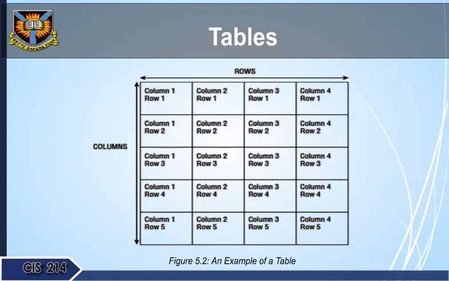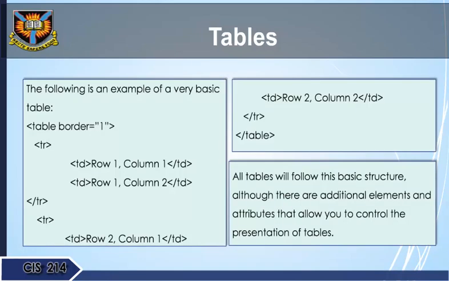Figure 5.2, an example of a table. The following is an example of a very basic table. <table border="1"><tr><td>row 1 column 1</td><td>row 1 column 2</td></tr><tr><td>row 2 column 1</td><td>row 2 column 2</td></tr></table>. All tables will follow this basic structure, although there are additional elements and attributes that allow you to control the presentation of tables.